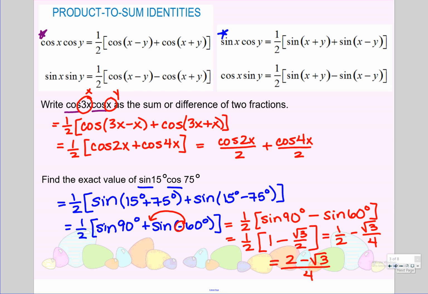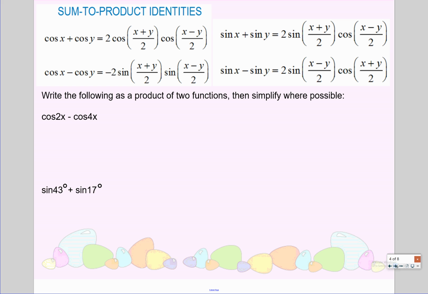Cool. All right, the other group is the sum to product identities. These ones are used more often because it is usually more beneficial to turn something into a product, because if something is a product, we can cancel and reduce, especially if we have fractions. So we use these a little bit more. But again, they're exactly what they sound like. We're going to take things that are added or subtracted and turn them into things that are multiplied. Whatever's first in your expression is the x, whatever's second is the y.